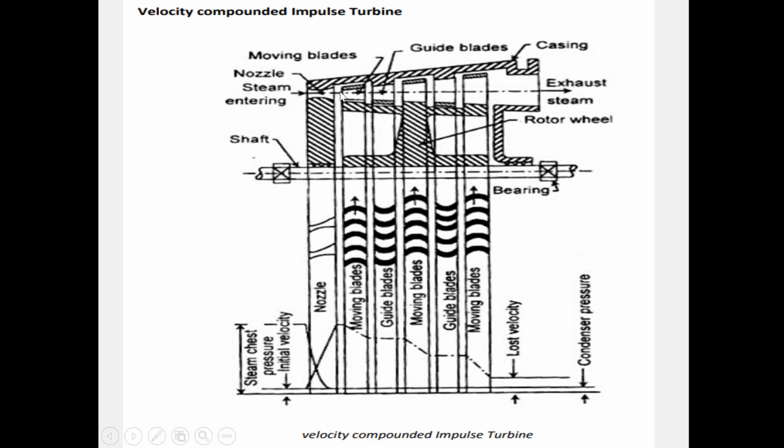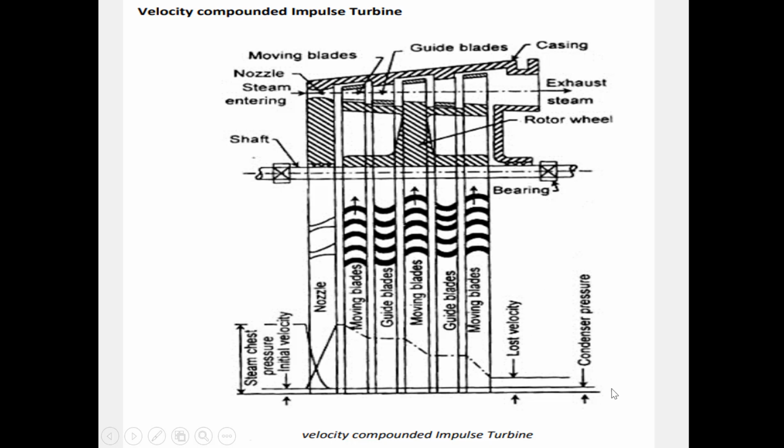Here moving blades are put, guide vane blades are also put. This is a casing, this is the exhaust steam, this is a nozzle, and in this part steam is entering the nozzle. It's a shaft, and it's a bearing, nozzle, moving blade, guide blade, moving blade, guide blade, moving blade. It's a combination of two stages, moving blade and guide blade.